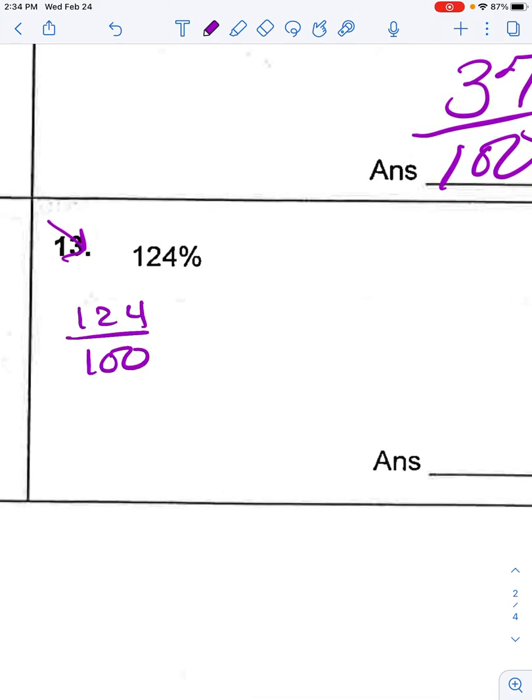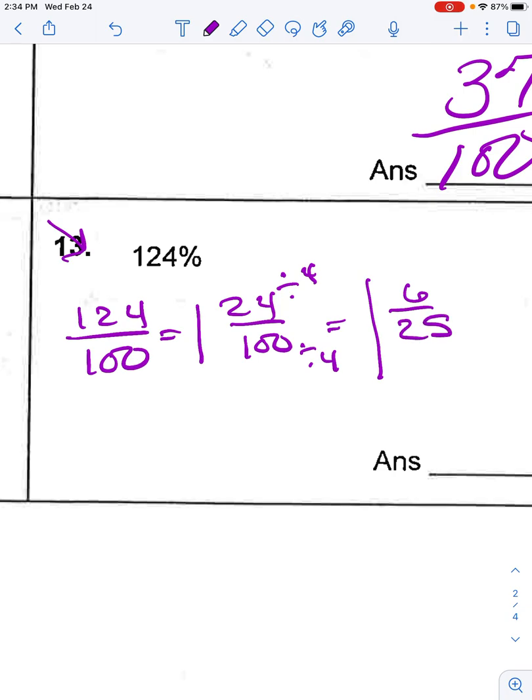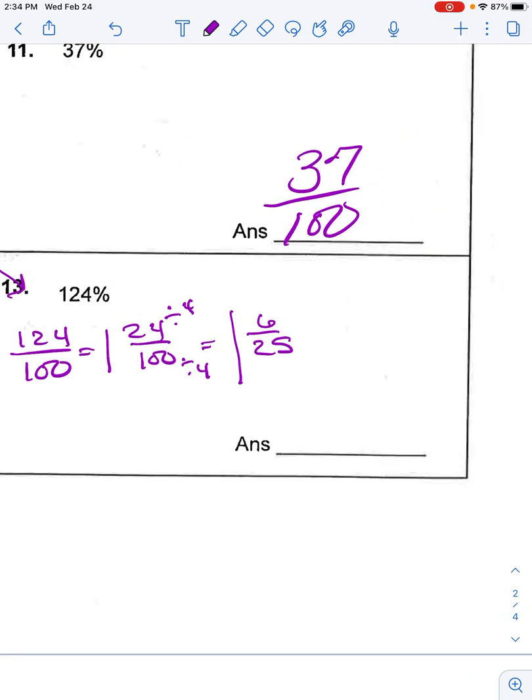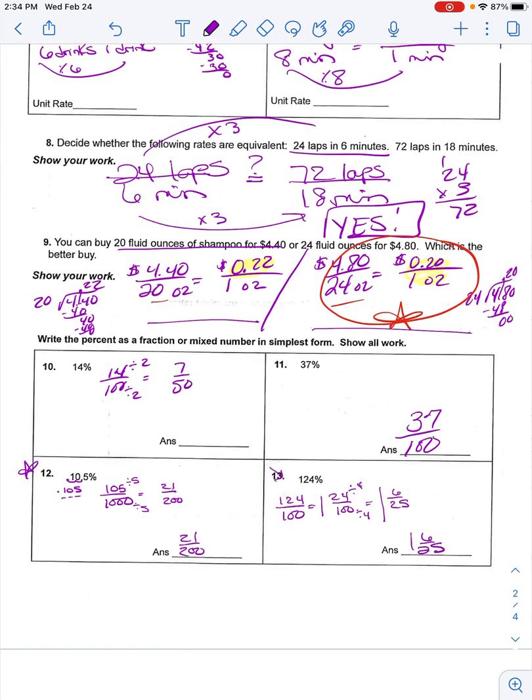124%, guys. Percents are out of 100. That's 1 whole and 24 hundredths. Simplify. That is 1 whole. Leave that 1 alone. And 6/25. Think of quarters. 1 and 6/25. Okay.